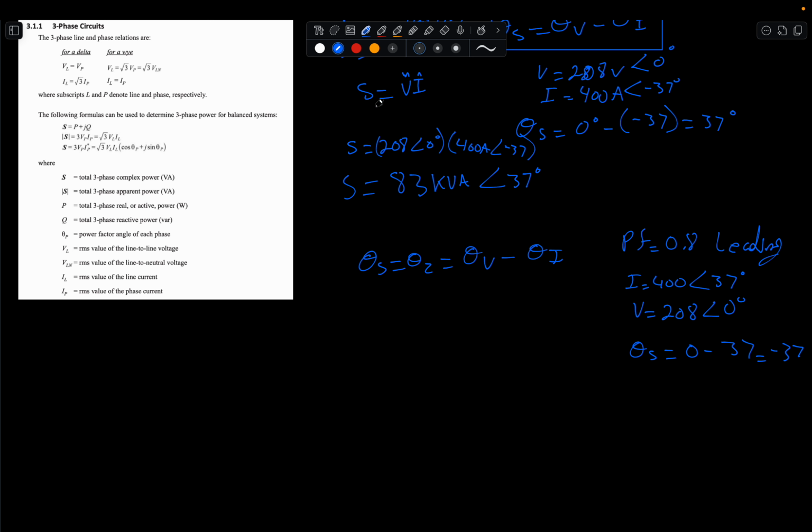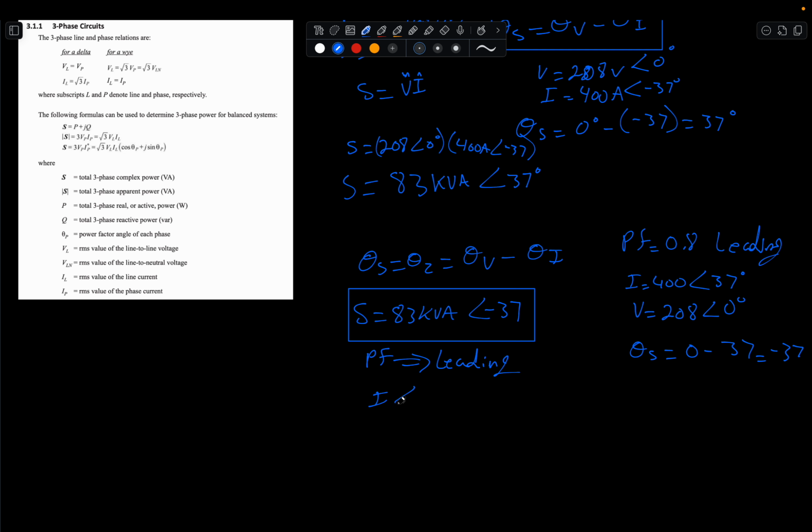So if you would solve for this S right here, your S will actually be 83 kVA at an angle of negative 37. Be mindful that this is power factor leading. And I'm just going to draw it down for you guys. Just be mindful, because this is what got me on the exam, and I have to constantly remind myself.